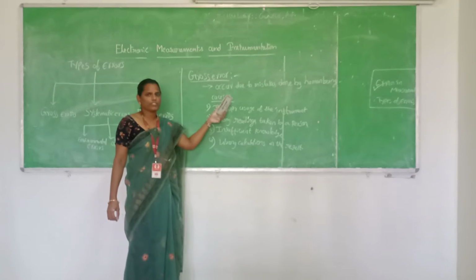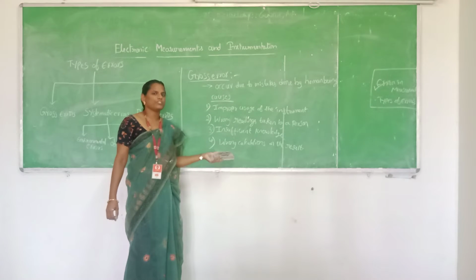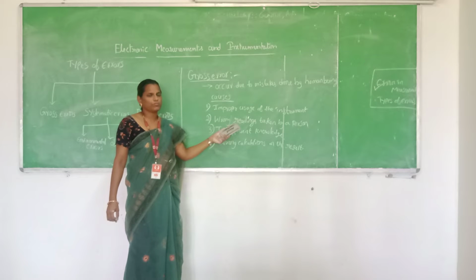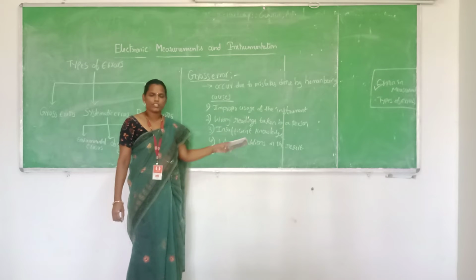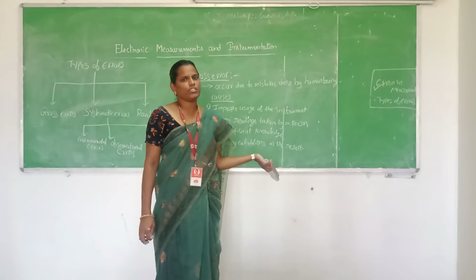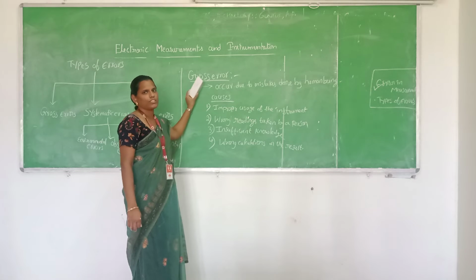So first of all, gross error means the errors which were caused by human beings. The four types of causes of these errors are: if there is an improper usage of the instrument, or if he takes the readings wrongly in the instrument, or else if he has insufficient knowledge, then he will do the calculations wrongly. So due to these mistakes, we are getting an error. That error is called a gross error.